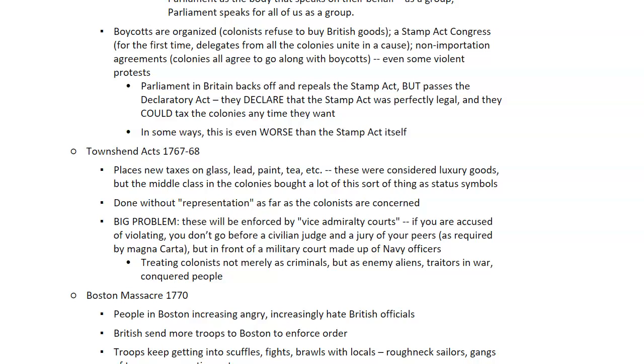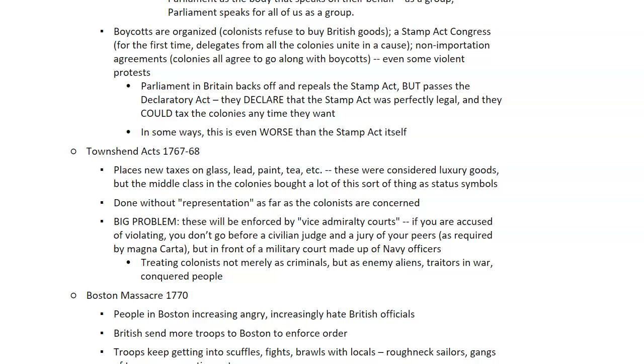Parliament finally backs off and repeals the Stamp Act. All right, so the colonists win. They win, but they lose. They repeal the Stamp Act, but they pass a thing called the Declaratory Act. Parliament declares that the Stamp Act was perfectly legal, and they could tax the colonies any time they want. In other words, well, we've decided not to tax you this way, but we could if we felt like it. In some ways, this is even worse and more of an insult than the Stamp Act itself. Okay, well now the colonists are good and ticked off.